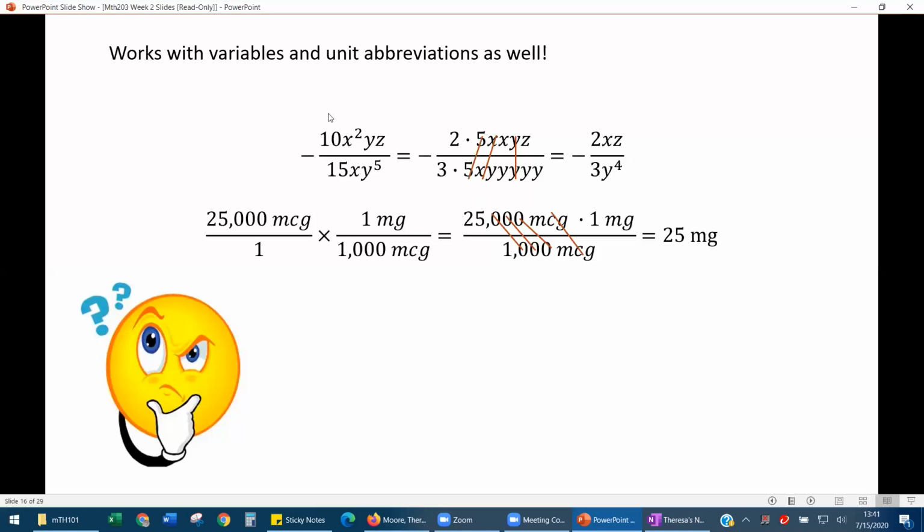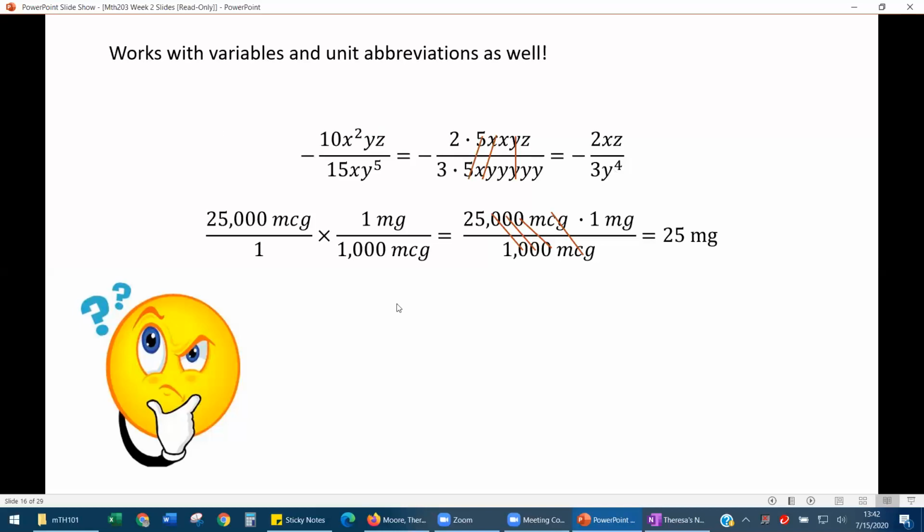So basically, you reduce the 10 and 15 to 2/3. The x in the bottom canceled one of the x's in the top, right? So we got rid of the x on the bottom, and we got rid of one of the x's in the top. The y on top canceled one of the y's on the bottom, right? So there's no more y on top, and there's only 4 instead of 5 on the bottom. But we still have a z because there's nothing to cancel with it.